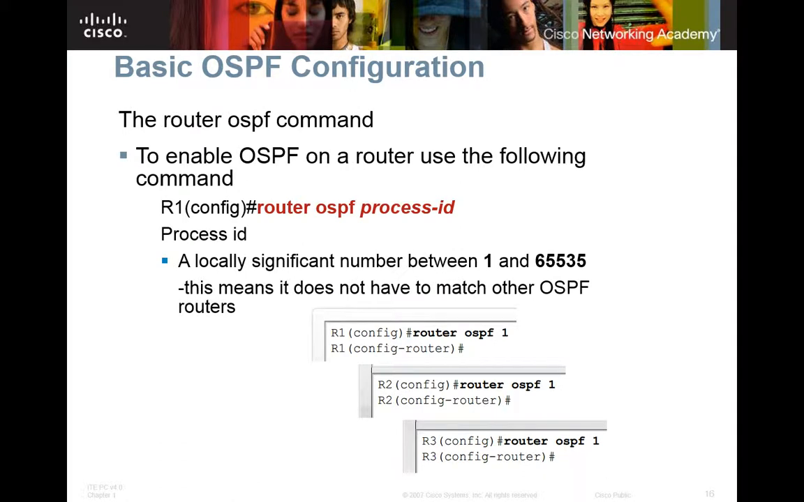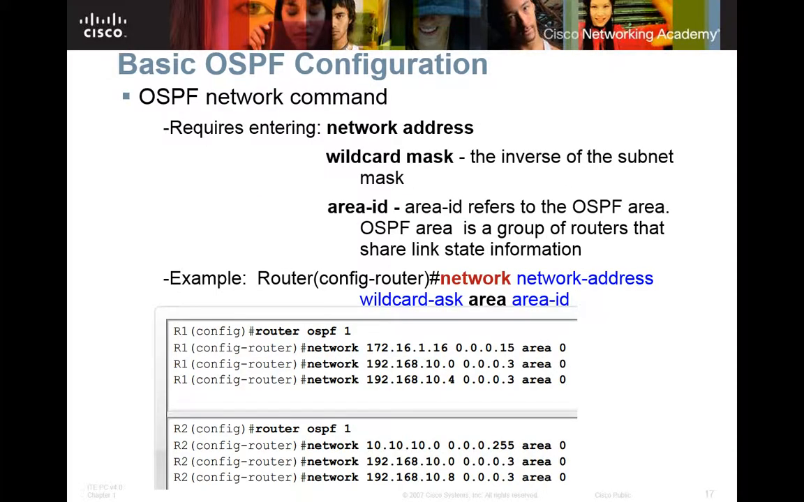So what are we going to do? Here's the command for OSPF. Router OSPF process ID, and then give it its process ID. It's going to be a number between 1 and 65,535. It doesn't mean that it has to match any other OSPF router, unlike EIGRP, where you have to get that number from ICANN, remember? That'll wake me up.